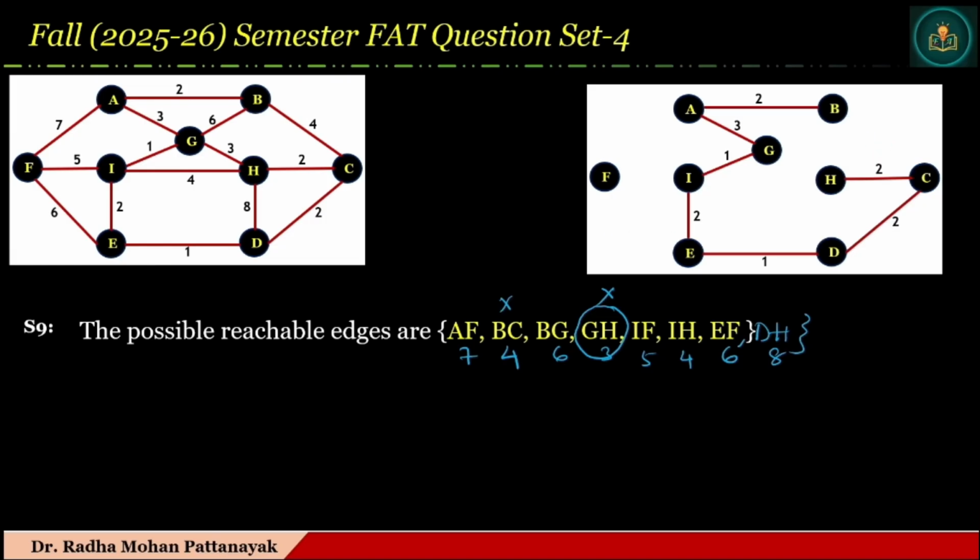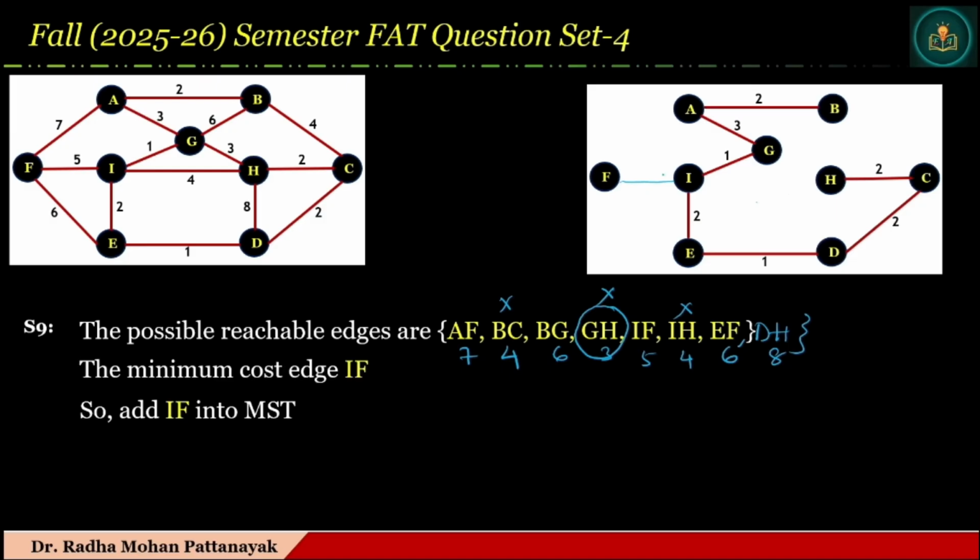Now next is what? IH. This is the IH edge. If you add IH here into the MST, then this is also creating a closed path. IHCDEI, that is called a closed path, right? So that's why this should also be discarded from the MST. Okay, we will discard it. We should not add it. IH is also discarded. Then next minimum is what? IF. Okay, check IF. If you add IF here, then it is not creating any closed path, right? So we can add IF into the minimum spanning tree.